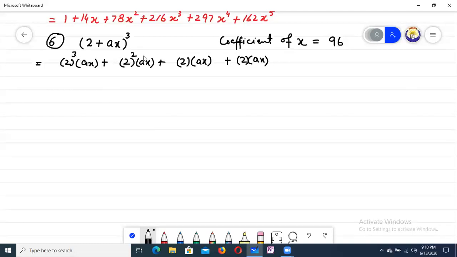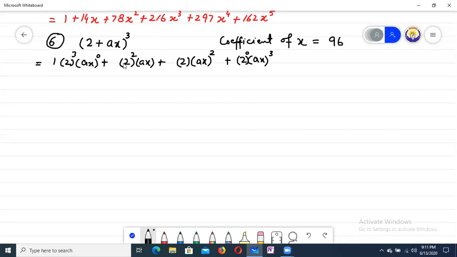Here will be 2, here is 1, 1 in power no need to write, and here will be power 0. And b raised to the power will start from 0 and gradually increase by 1: 0, 1 here, here will be 2, and here 3. Now we will write the coefficients of these terms. As the index is 3, we will use the third row of the Pascal triangle. The third row of Pascal triangle is 1, 3, 3, 1.